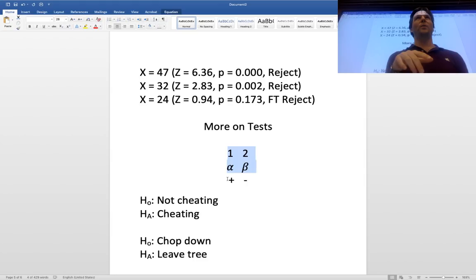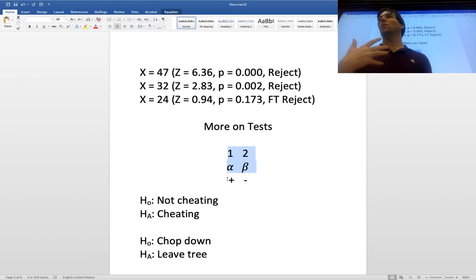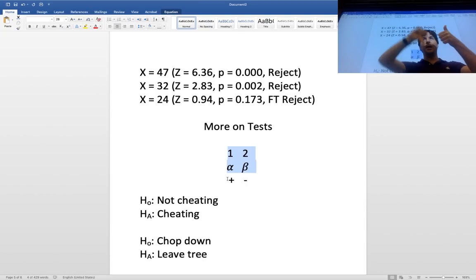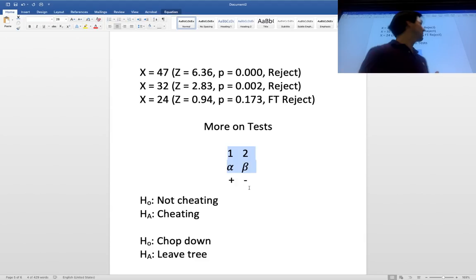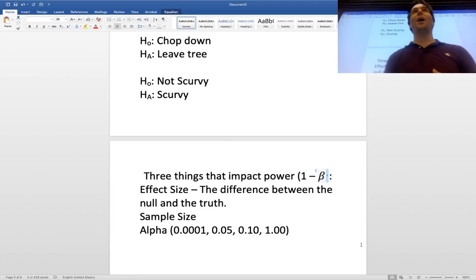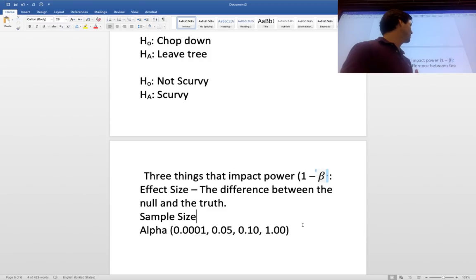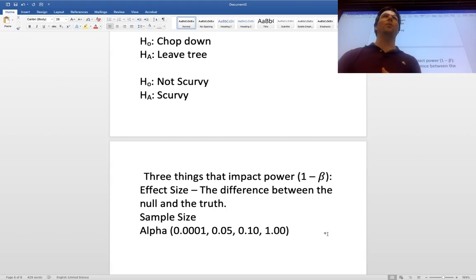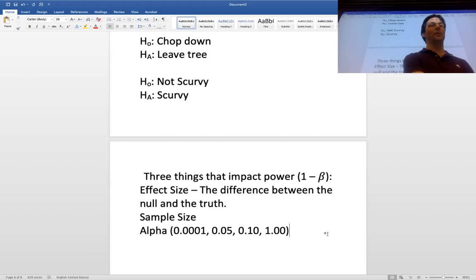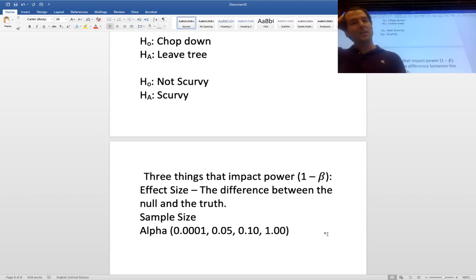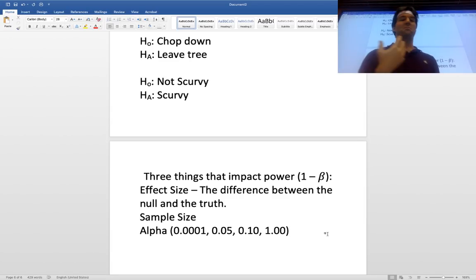So when alpha goes down, beta goes up. When alpha goes up, beta goes down. If alpha goes up, beta goes down, and power goes up. They're all inversely related. Because as you'll see on the slides right here, power is literally the complement of beta. So power is literally not making a type 2 error. The only other one is the sample size, which we haven't talked about much. And the sample size is literally how much you cover.